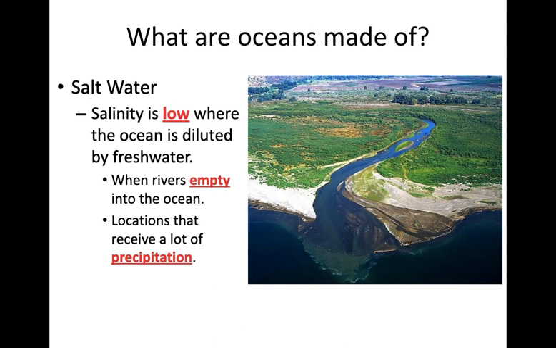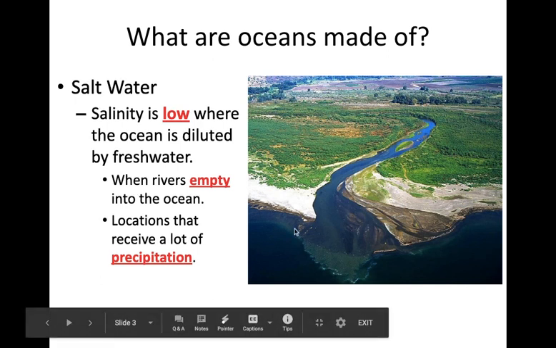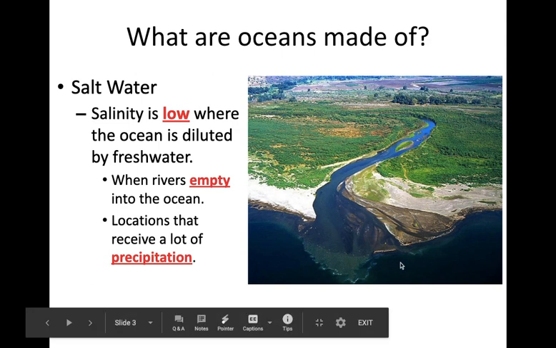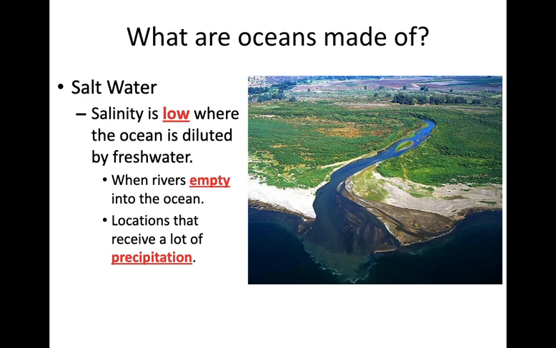Salinity tends to be lowest where the ocean is diluted by fresh water. When rivers empty into the ocean, they will make it less salty by the mouth of that river. Locations that receive a lot of precipitation will also have a lower salinity.